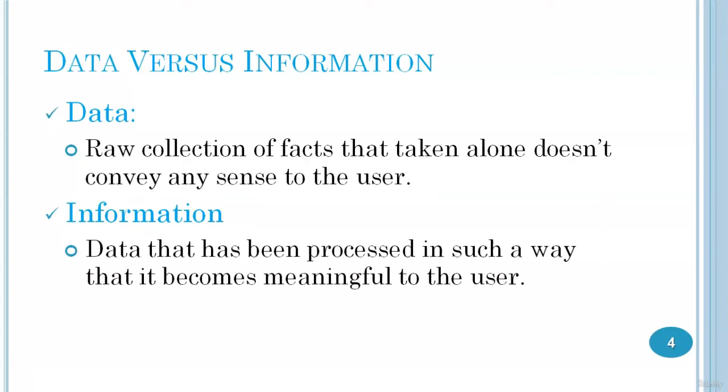Now let's see what is information. Information is basically the data that has been processed in a way that it becomes meaningful for the user. So once you perform some sort of arithmetic or logical operations on the data, you get information, and this information then becomes meaningful for the user. Okay?